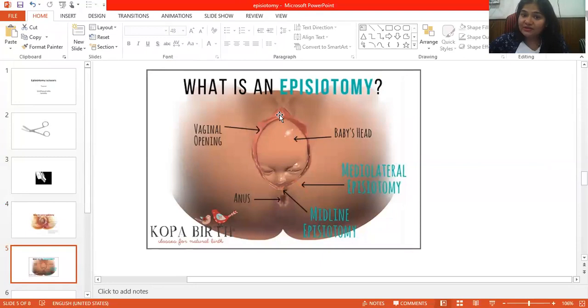So clitoris, then below that urethra, then labia minora, both coming and joining here, that is the fourchette, and then below, between the fourchette and the anus, the area is called as the perineum, right?